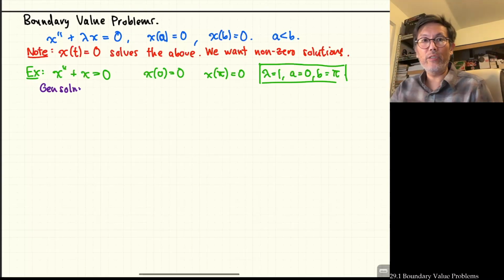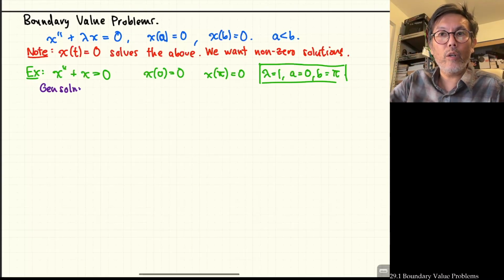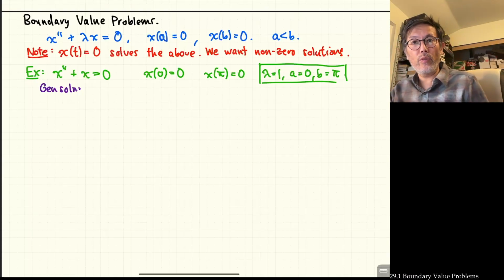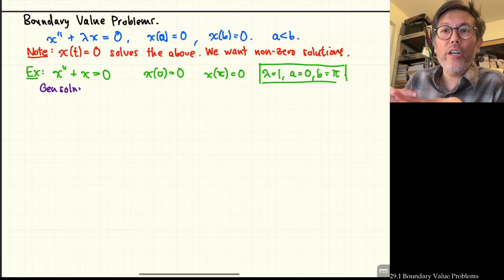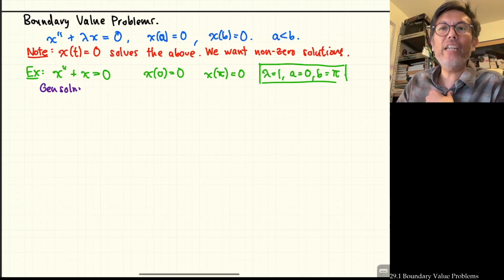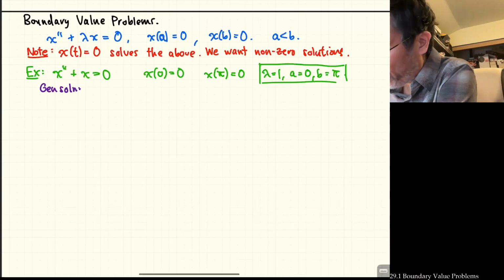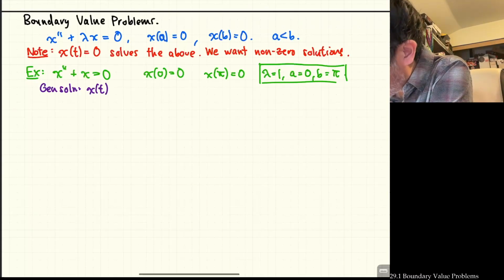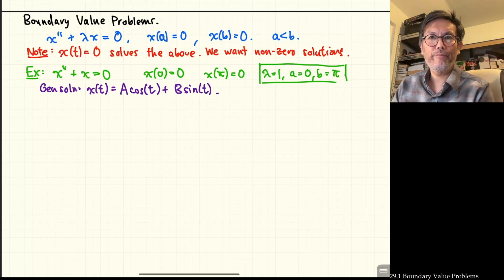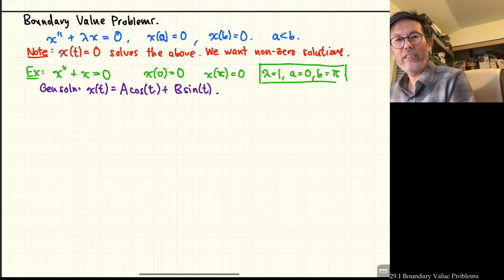And this goes back to you thinking about the characteristic polynomial, r squared plus 1 equals 0, the roots of which are plus and minus i. So if you think of the complex conjugate pair of roots as alpha plus or minus beta i, alpha is 0 and beta is 1. So you can write down the solution from that. I'm going to write the general solution as a cosine t plus b sine of t. That's review. If you don't know how to do that, you better review. Okay, good. So that's x of t.